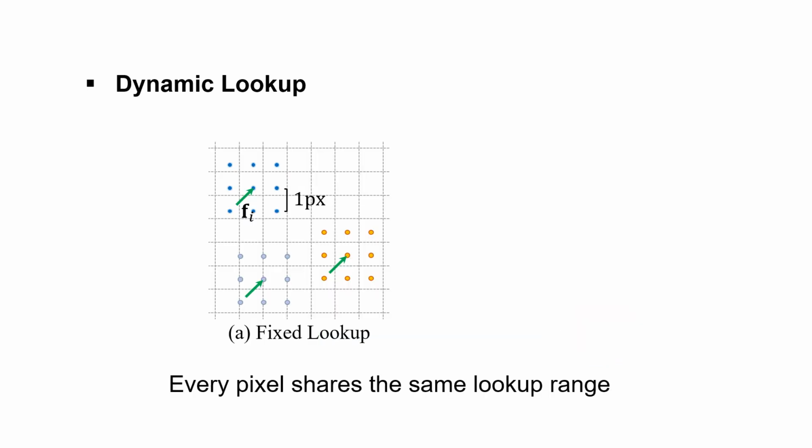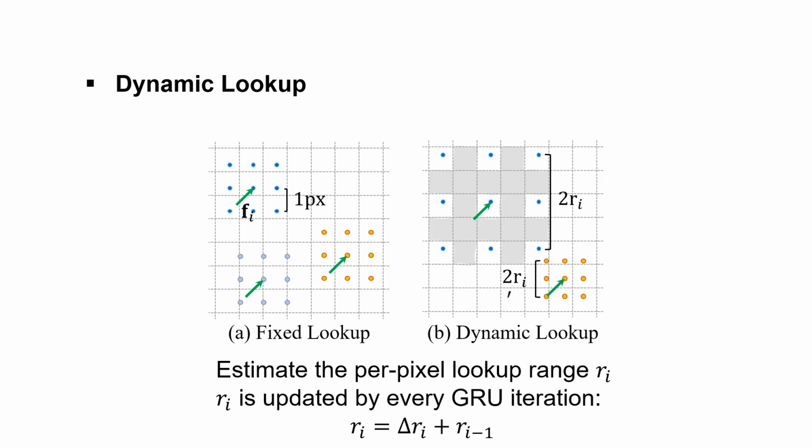The third method is dynamic lookup. RAFT defines correlation lookup operation to generate feature maps by indexing the correlation volumes. However, the lookup operation is fixed and shared across every pixel. Instead, we propose dynamic lookup to predict the lookup range depending on the input images and each pixel. To be specific, the network predicts lookup range R as the pixel-wise output, which is updated by the GRU iteration. In this way, we can make the network generalize well on diverse shapes of inputs and ranges of motions.